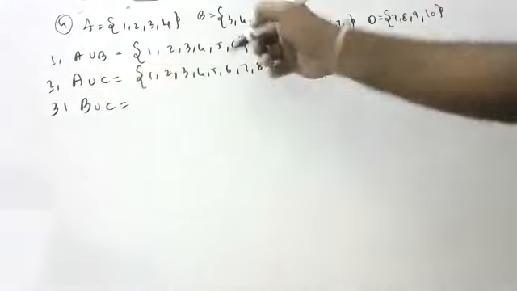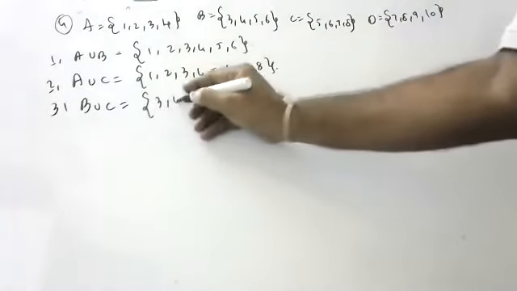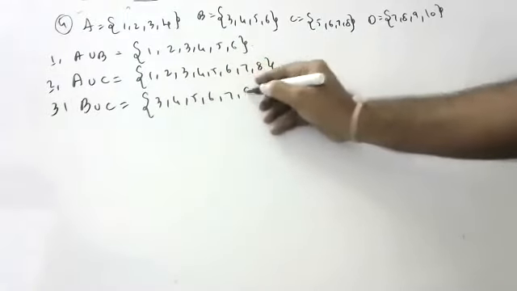Third question. What is B union C? B union C. 3, 4, 5, 6, 7, 8.